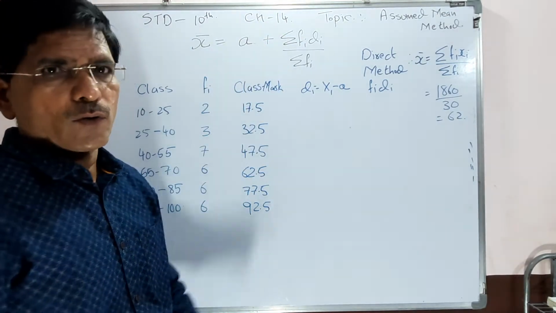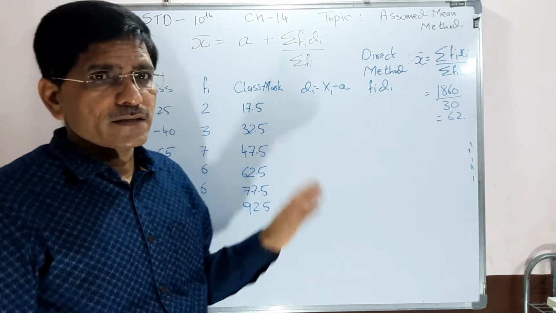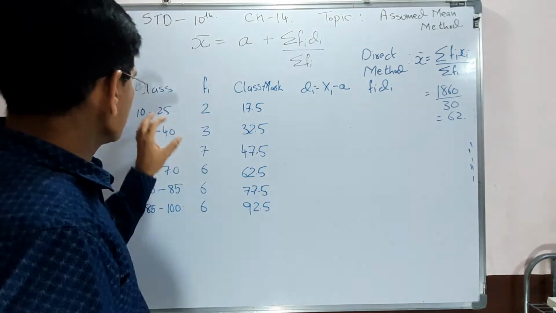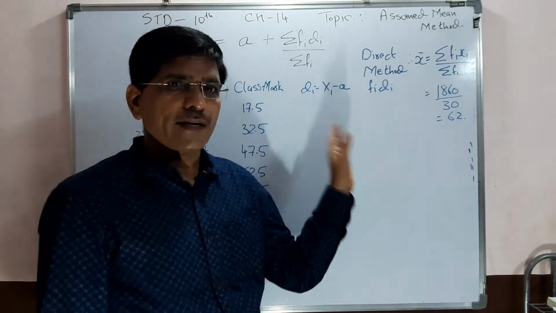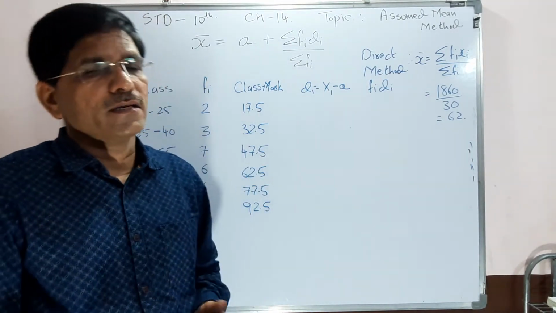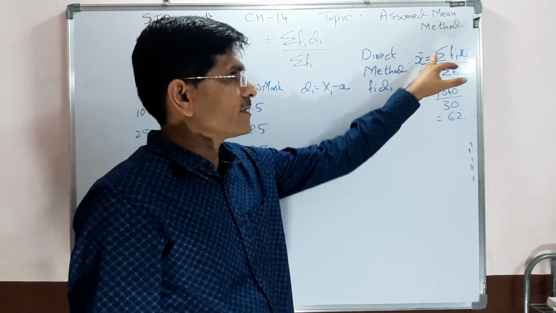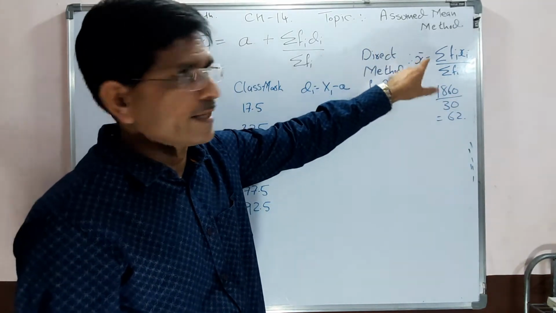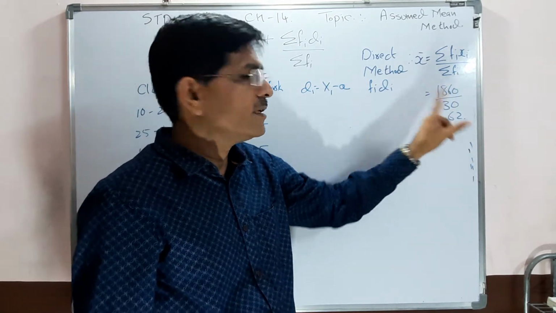Already we have started. We have completed one lecture related with the mean, and we are discussing grouped data in this chapter. So in grouped data, we know that class must be there. In the first lecture, we already found the mean by the direct method. The formula of the direct method is x bar is equal to sigma fi xi upon sigma fi. So we can get answer 62.